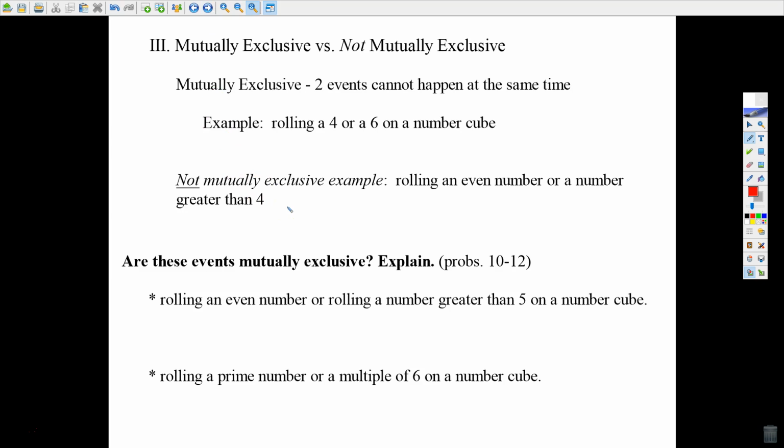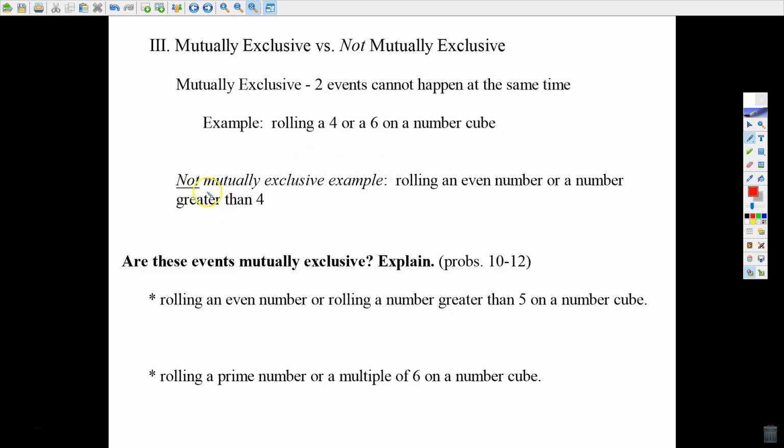Okay, let's move on to another topic. What does it mean to be mutually exclusive, and then the flip side of that coin, not mutually exclusive? So I gave you the definition earlier. Mutually exclusive means that 2 events cannot happen at the same time. So here's a classic example. I roll a number cube. Is it possible with one roll of a normal number cube to get 4 and 6? That is impossible to do. So this is an example of what it means to be mutually exclusive. These cannot happen at the same time.